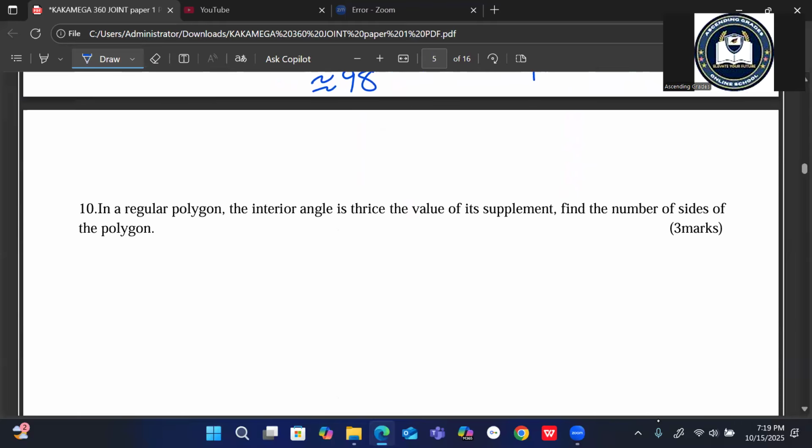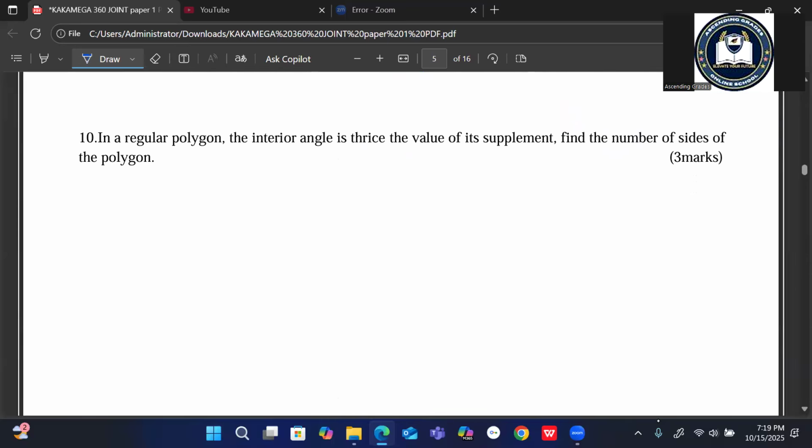We are told that in a regular polygon, the interior angle is thrice the value of its supplement. Find the number of sides of the polygon. So what does the word supplement mean? We know very well that supplementary angles add up to 180 degrees. So we have such one. This one is your interior angle.